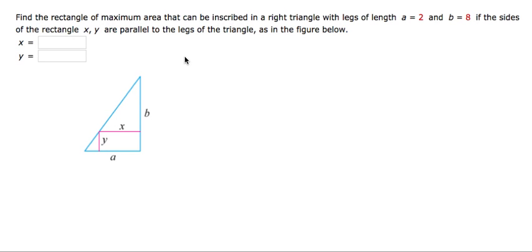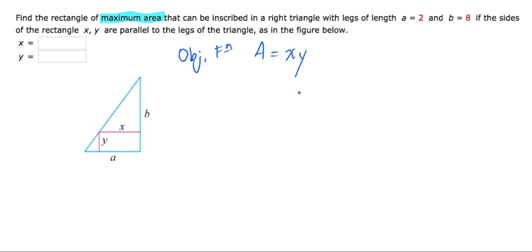Okay, in this problem we have a rectangle inside of a triangle. We want to find the rectangle of maximum area. So the goal here is to maximize area. Our objective function is going to be the area of the rectangle. The area of the rectangle is x times y. That's a pretty straightforward objective function.